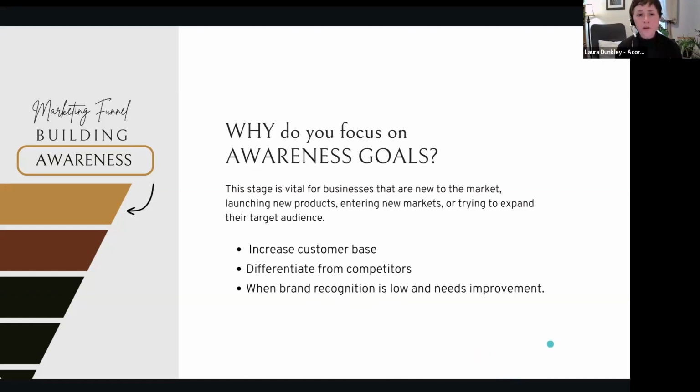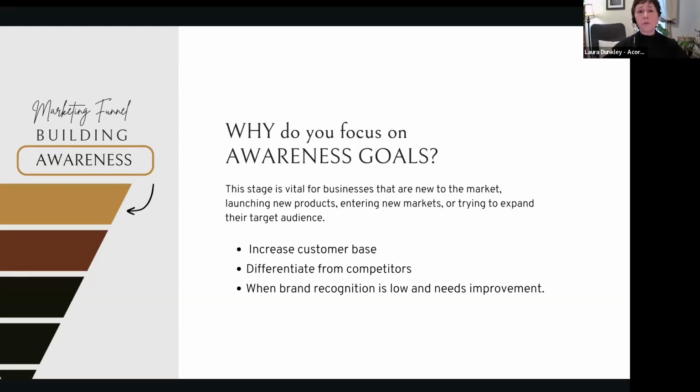So why do we do this? It's vital, right? We have to get eyeballs. That's the first and foremost important thing. So the goals are going to focus on increasing that customer base and differentiating ourselves from the competitors. So it's awareness to maybe it's a whole, we're in the digital marketing space.